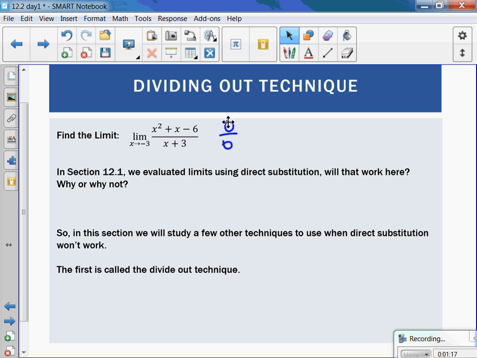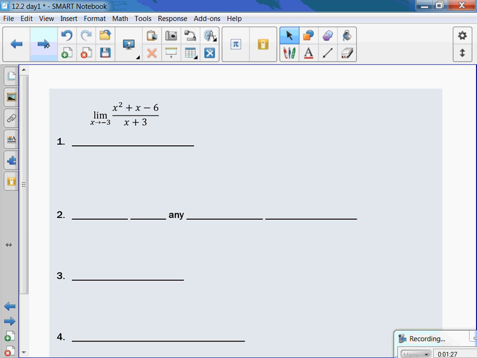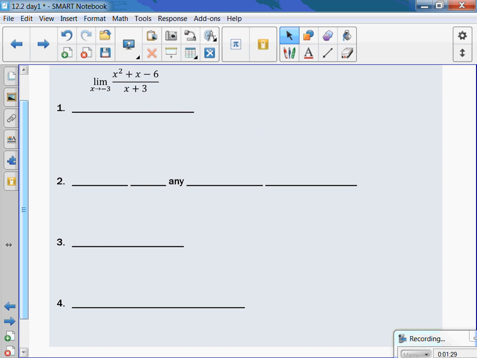Another two that we're going to be looking at today, one of them involving dividing out. So, again, this is when our direct substitution, the easiest thing, doesn't work, we can use our dividing out technique. So here's our limit again. First things first, factor.